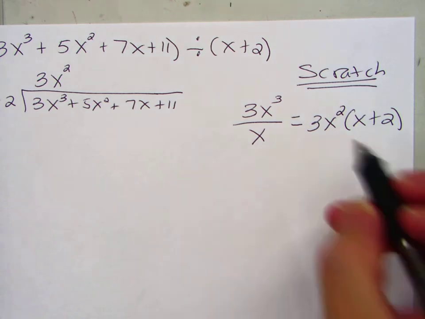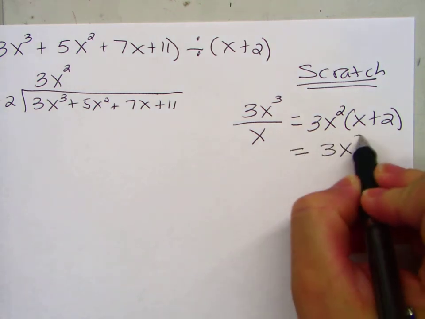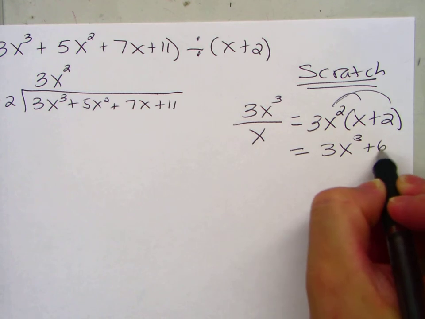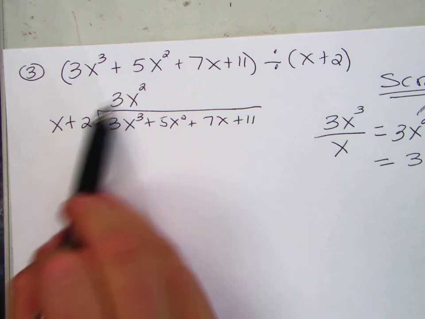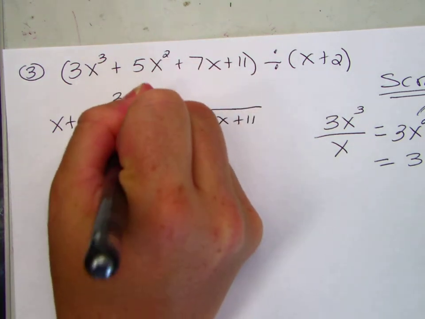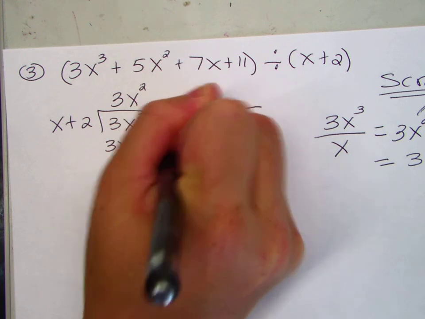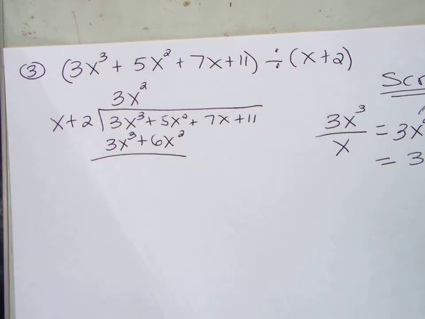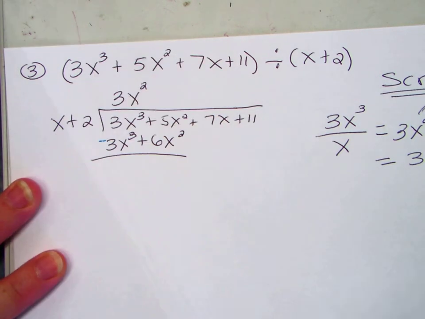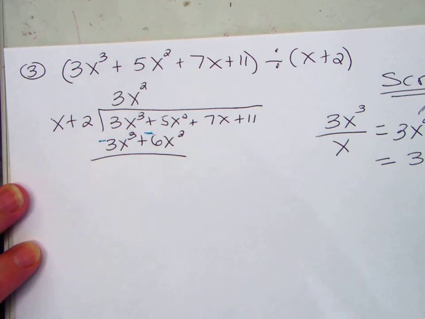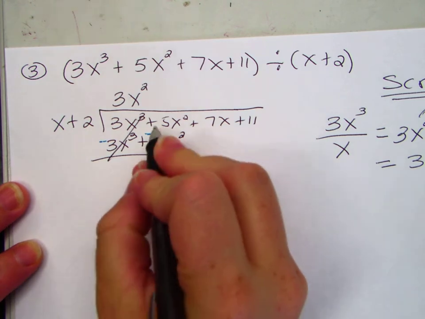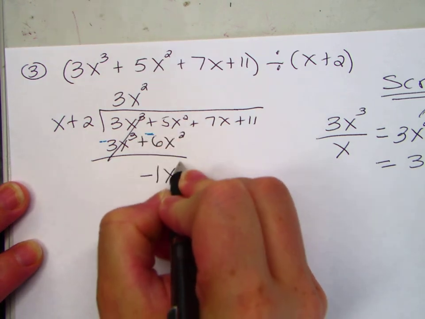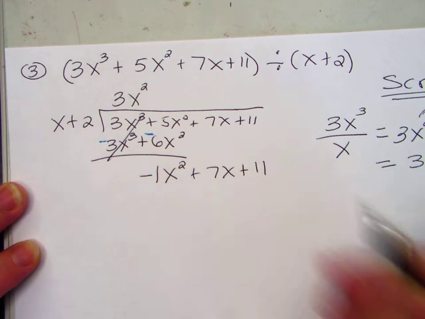We distribute to figure out what goes underneath. 3x cubed plus 6x squared. That's what you get when you multiply. This goes underneath. Now remember, we subtract. I'm going to change the signs. We're not just subtracting 3x cubed, we're also subtracting 6x squared. The 3x cubes cancel out to 0. And here, 5 minus 6 is negative 1x squared plus 7x plus 11.